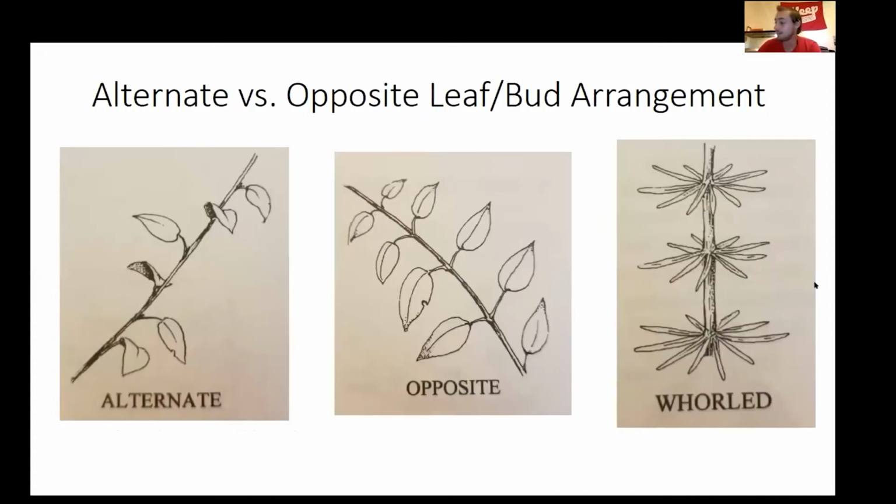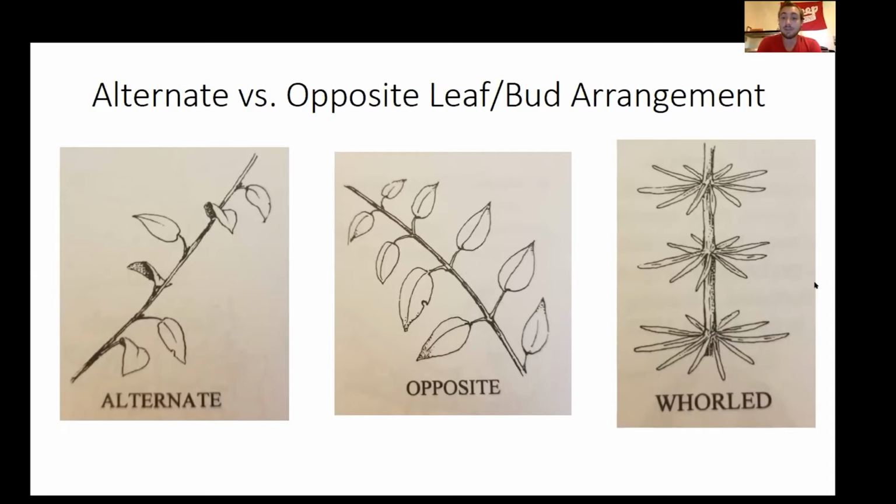So we'll go ahead and get started with our specific features. Remember, you can have alternate, opposite, or whorled species, and this refers to the arrangement of the leaf and the buds along a stem of a tree. Alternate means that at each point where a leaf is, there's only one leaf with no other leaf or bud on the opposite side of the stem from that leaf. Whereas in an opposite, you have two leaves at every point, and in a whorl you have multiple.